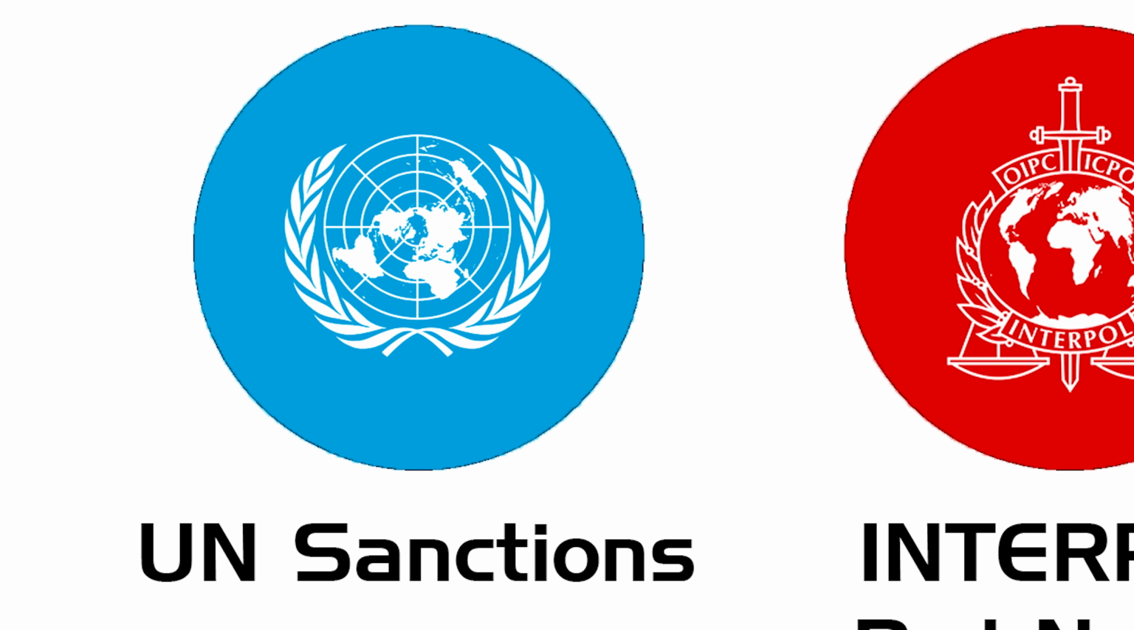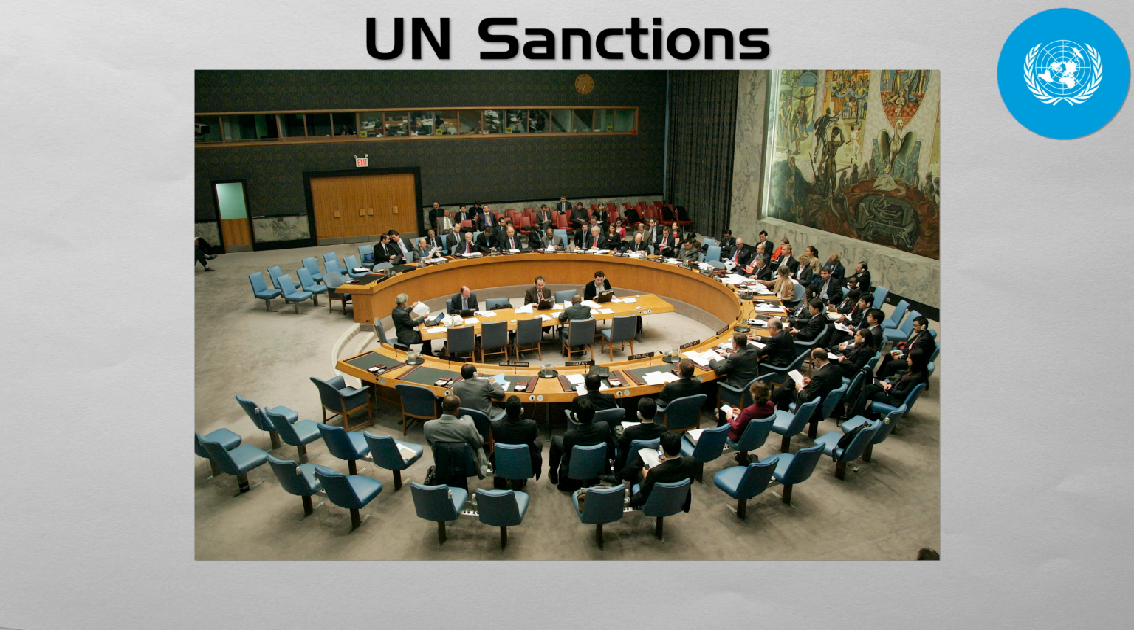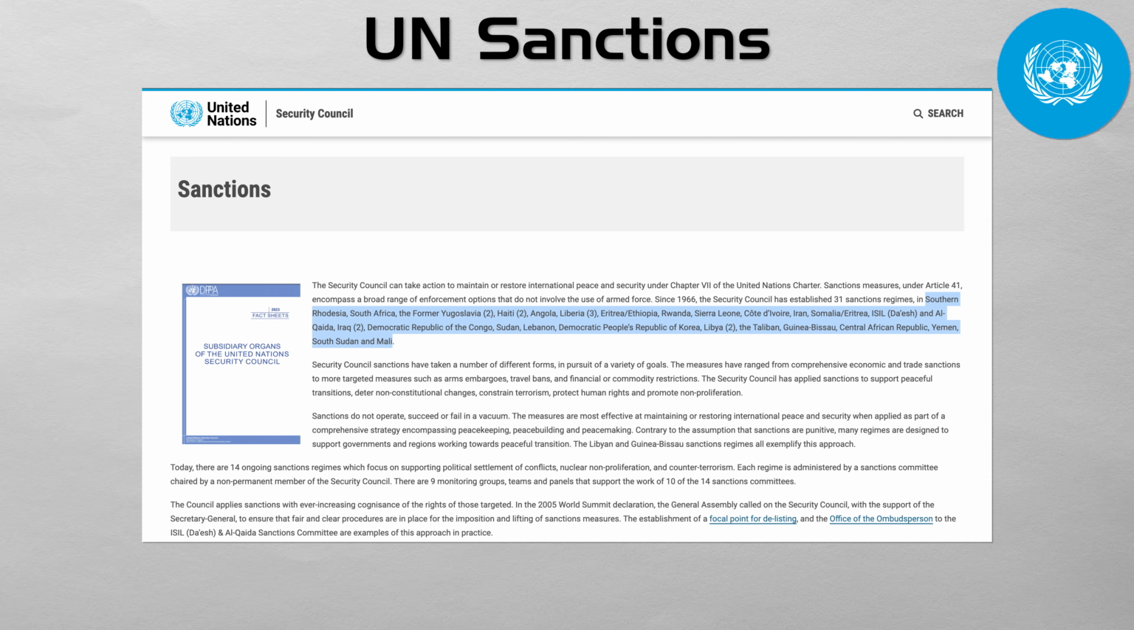UN Sanctions. This is the most significant and powerful international watch list. The United Nations Security Council has the authority to impose legally binding sanctions on individuals and entities associated with threats to international peace and security. The consolidated list includes every person and entity designated under any UN Security Council sanctions regime, from terrorism to nuclear proliferation, armed conflict, and other threats to international peace and security.